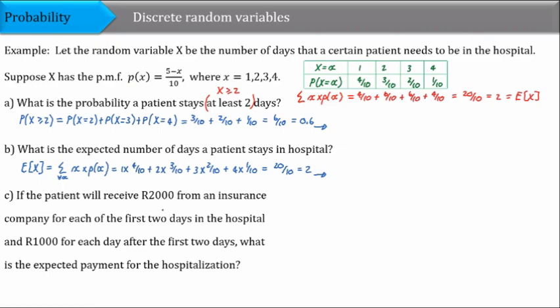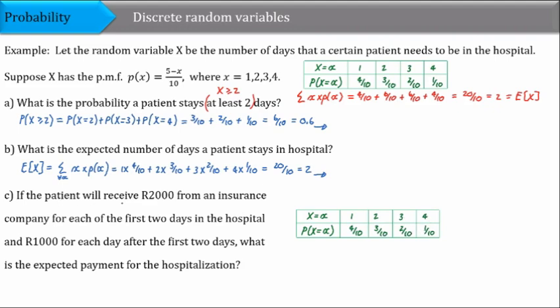Now, for the last question, it says here, if the patient will receive 2,000 Rand from an insurance company for the first 2 days and 1,000 Rand for each day after the first 2 days, what's the expected payment for the hospitalization? So I'll start off by looking at the original table where we have the 4 days and the probability of staying for those different days. So staying 1 day has probability 4 over 10, staying for 2 days probability 3 over 10, 3 days 2 over 10, and 4 days 1 over 10.